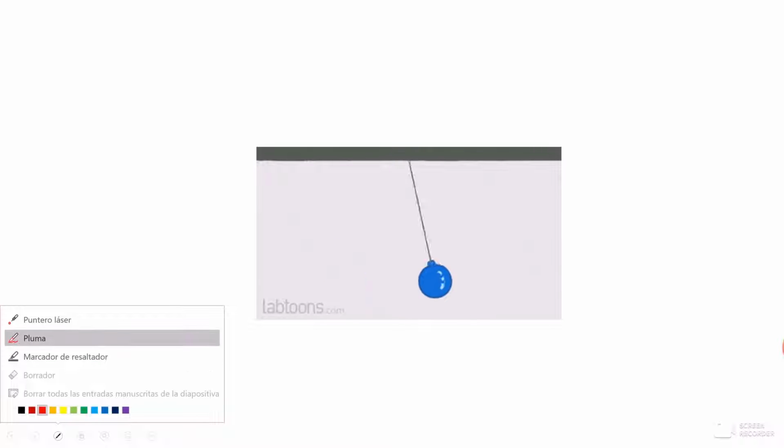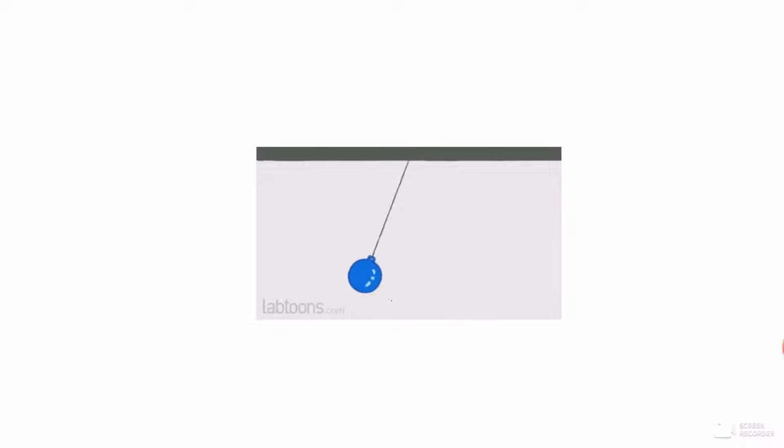First of all, we need to know what exactly a simple pendulum is. A simple pendulum consists of two objects: a small mass, here represented by the blue sphere, and a string, which has a specific length.